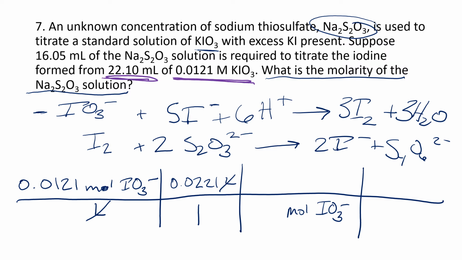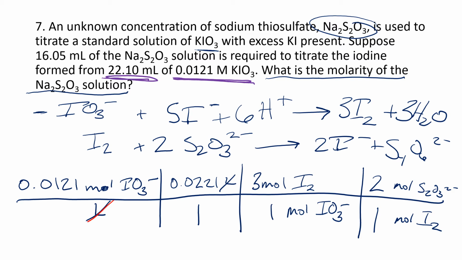But there is no S2O3 in the first equation, so I need to first convert to something that is common between both reactions. That could either be I2 or I minus. So I'll just convert to I2 first. Looking at the first reaction, it takes 3 moles of I2 for every 1 mole of IO3 minus. And in the second reaction, I want moles of I2 to cancel, and I want moles of thiosulfate on the top, because I'm looking for its concentration. So for every 1 mole of I2, there are 2 moles of thiosulfate. So let's just see if everything cancels.